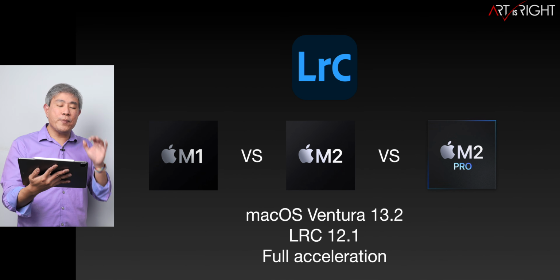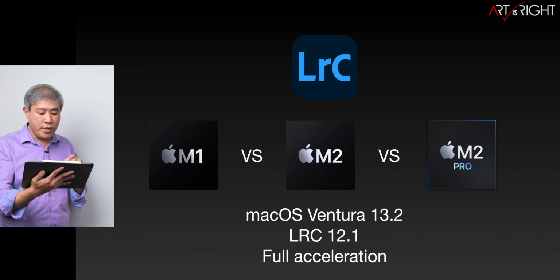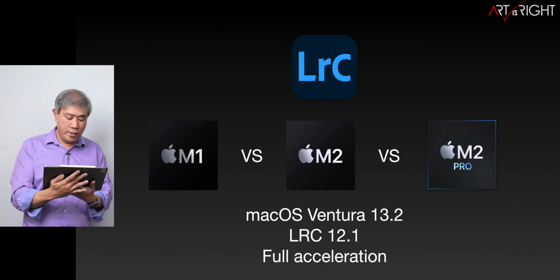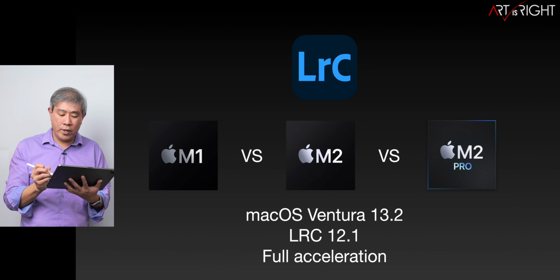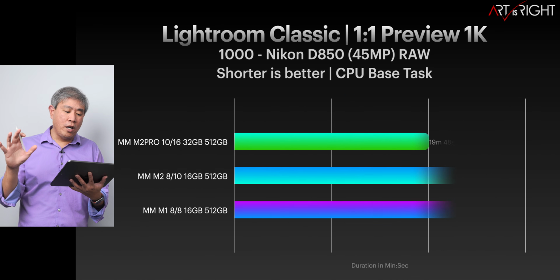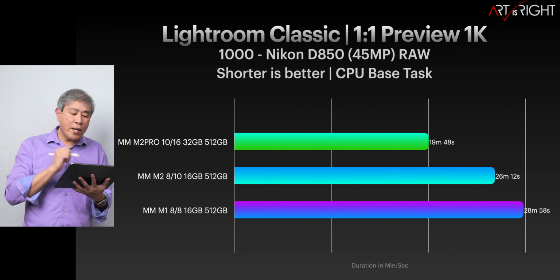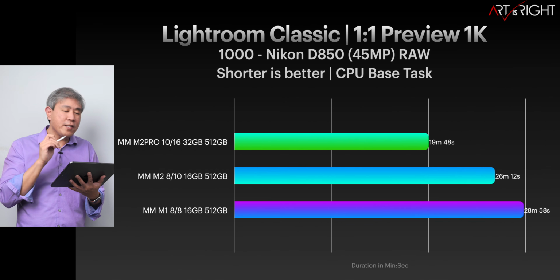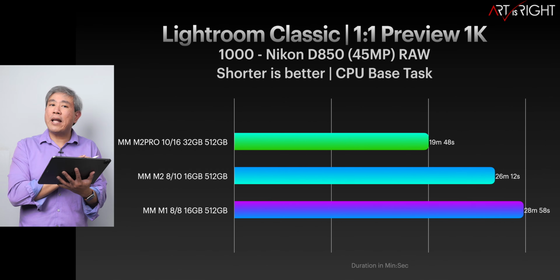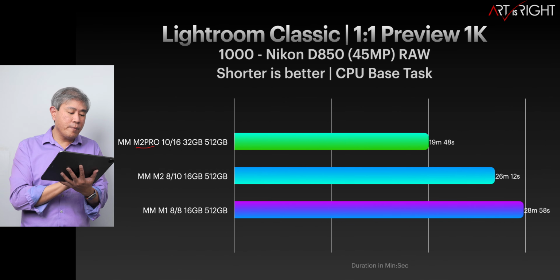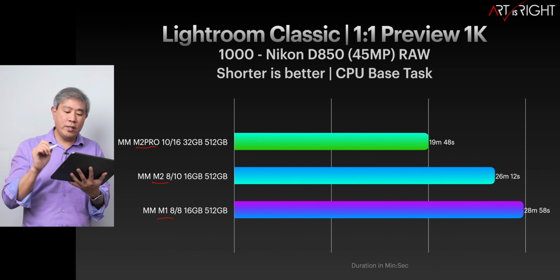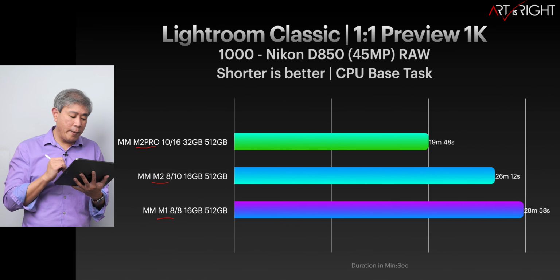This has been tested on macOS Ventura 13.2 with Lightroom Classic version 12.1 with full hardware acceleration support on all of these systems. Lightroom Classic one-to-one preview. So this is what we're looking at. The fastest one out of the bunch right now is the Mac Mini M2 Pro. And then we have the Mac Mini M2 and the M1 following and trailing down that way.